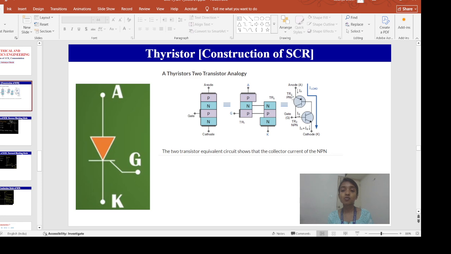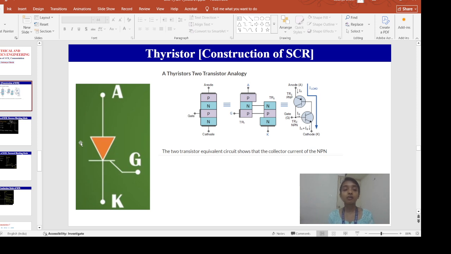If we want to represent it in terms of symbols, this is one PNP transistor. By observing the direction of the arrow we can tell this is a PNP transistor and this is an NPN transistor. The base of this PNP transistor is connected to the collector of the NPN transistor, and the collector of this PNP transistor is connected to the base of the NPN transistor.